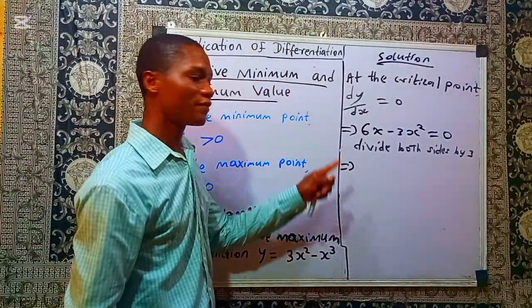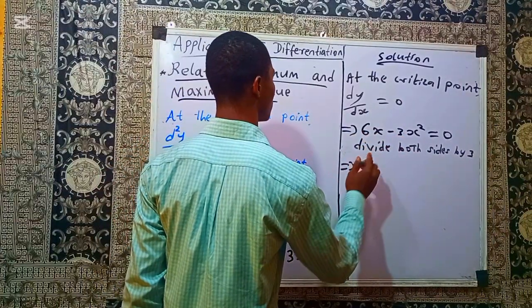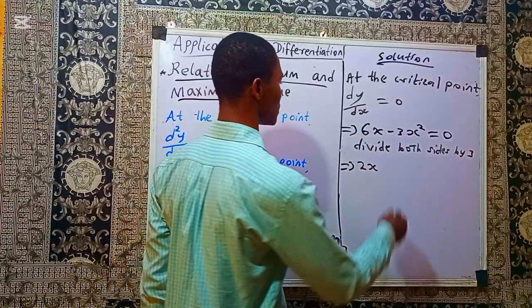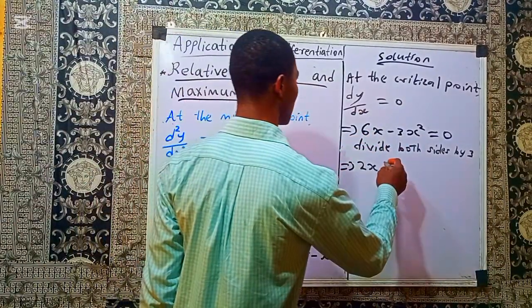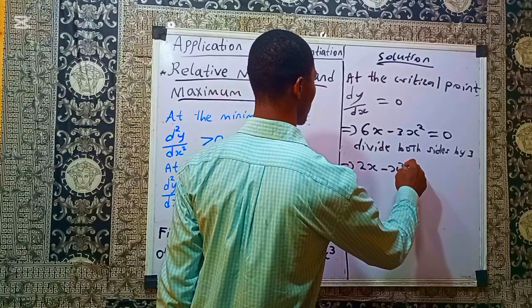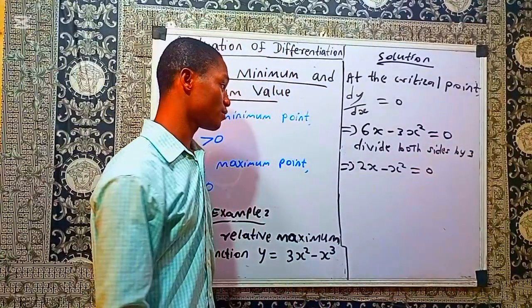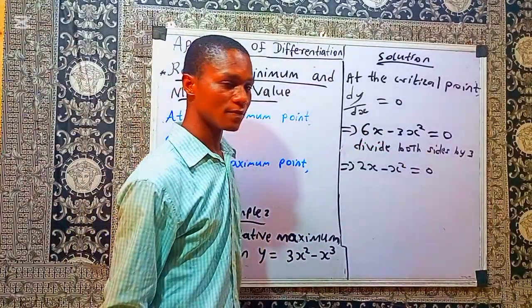So let's first of all divide both sides by 3. If you divide 6x by 3, you get 2x. If you divide the negative 3x squared by 3, you are going to have negative x squared. Then equated to 0. If you divide 0 by 3, you are going to get 0. I've divided both sides by 3 because 3 can divide them, right?